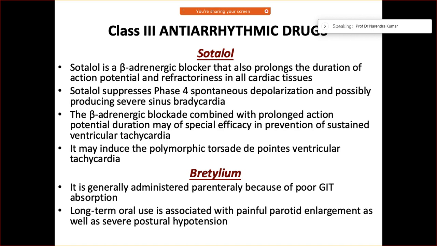It tends to suppress the phase 4 spontaneous depolarization, possibly producing severe sinus bradycardia, in fact. Because of its dual action with prolonged action potential duration and the negative chronotropic effect as well, it can be used for sustained ventricular tachycardia. And it may induce torsades as well if you are giving it in a patient with structural heart disease. So better to avoid that.